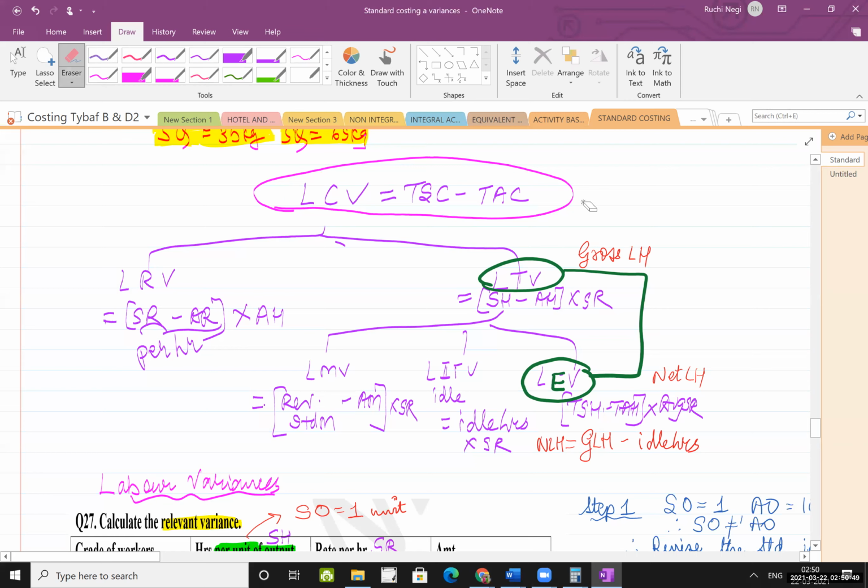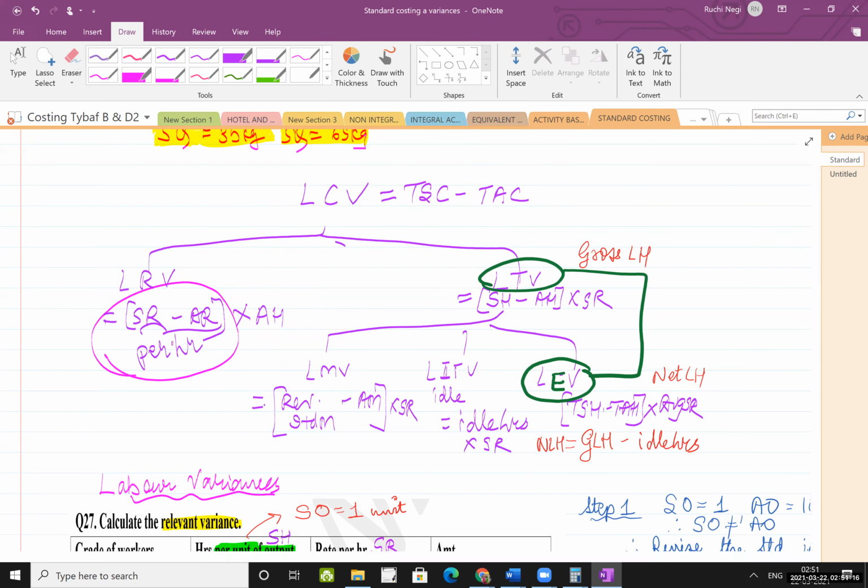Next comes labor rate variance. There we had material rate variance: standard rate minus actual rate into, there it was actual quantity, here it is actual hours. And one thing, students, when I'm saying actual hours here, it means actual labor hours, and when I'm saying standard rate, it has to be standard rate per hour. Okay, just like in material variance we had rate per kg, per liter.